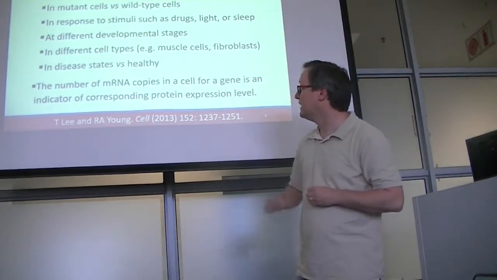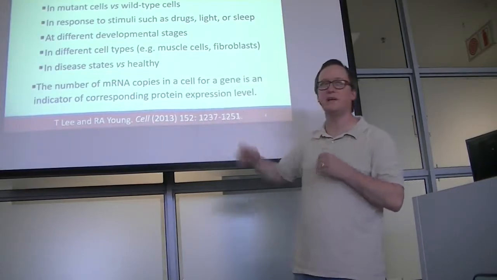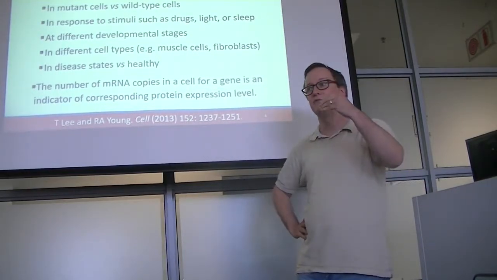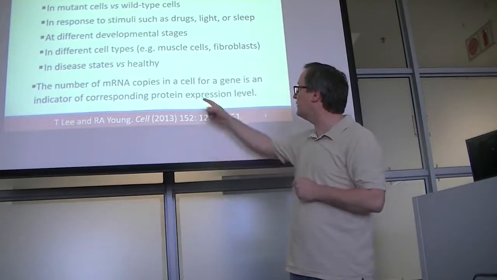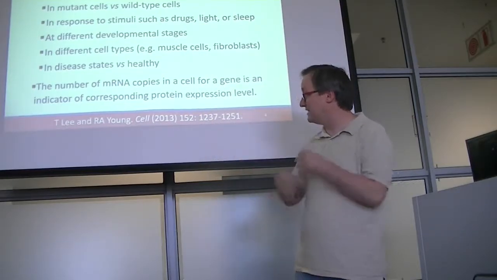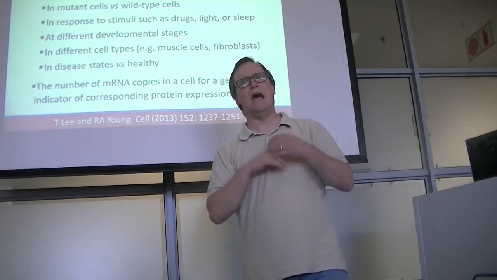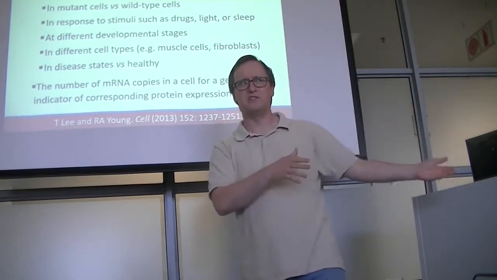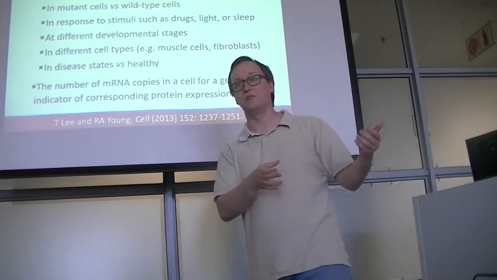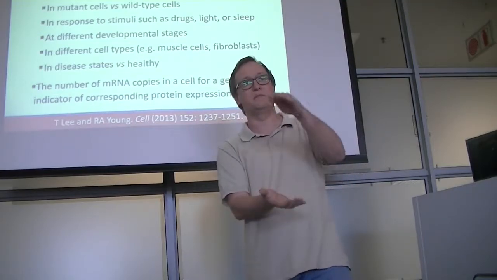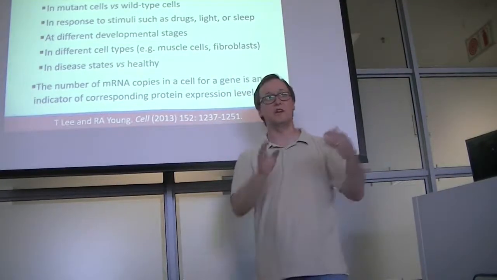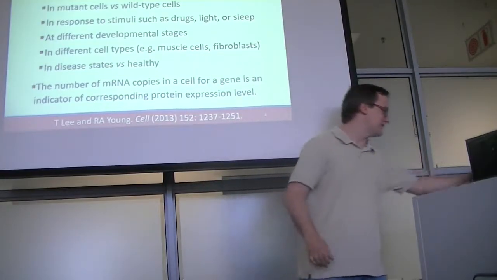So we typically talk about the number of messenger RNA copies that we have in the cell for a given gene as an indicator of its corresponding protein expression level. How we measure that may be something that produces counts, or it may be something that produces a light signal for us to measure, depending on whether you're talking about sequencing or arrays.